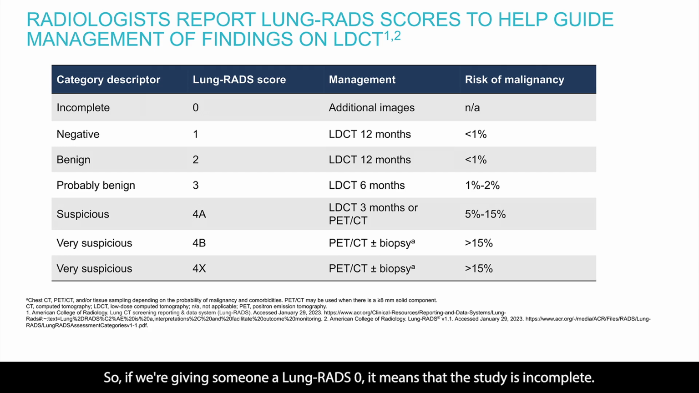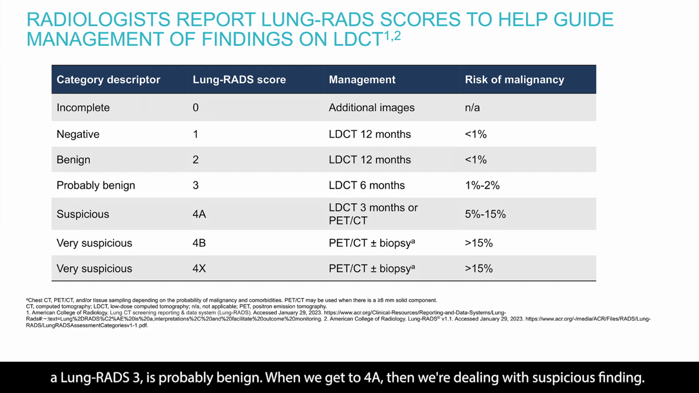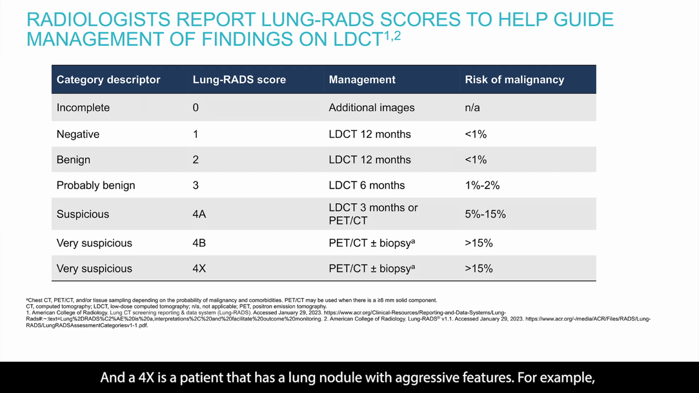So if we're giving someone a Lung-RADS 0, it means that the study is incomplete. We need additional images, additional studies to fully give our analysis on that patient. If you have a Lung-RADS 1, it's a negative study. Lung-RADS 2 is a benign study. Lung-RADS 3 is probably benign. When we get to 4A, then we're dealing with suspicious finding. And a 4X is a patient that has a lung nodule with aggressive features.